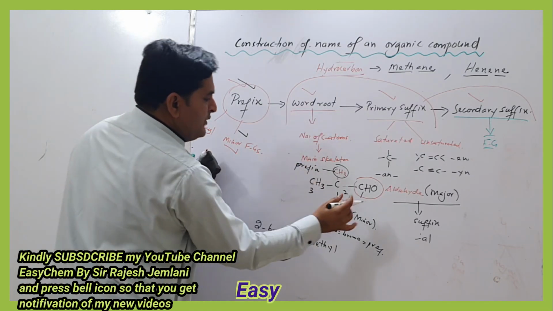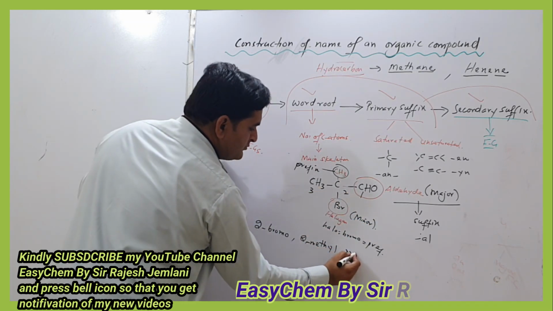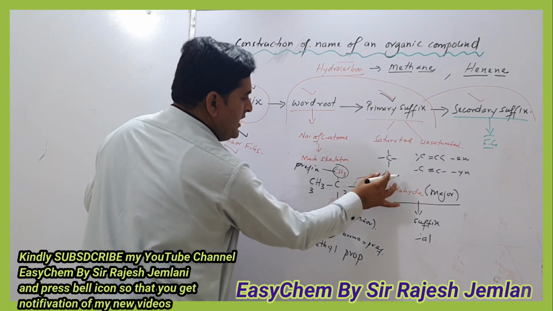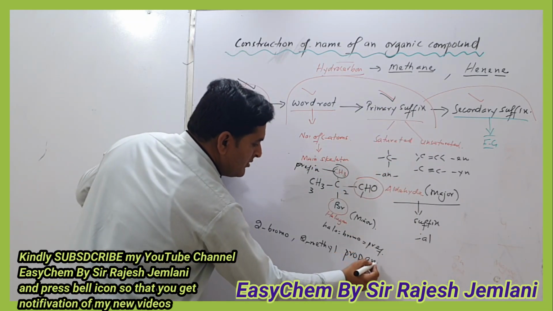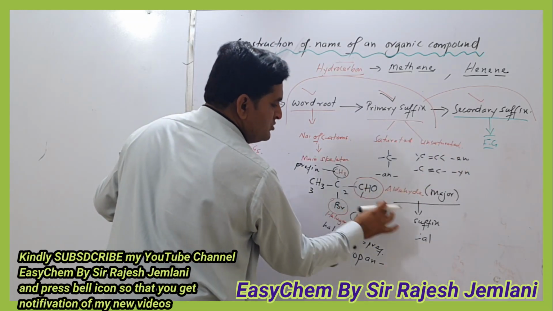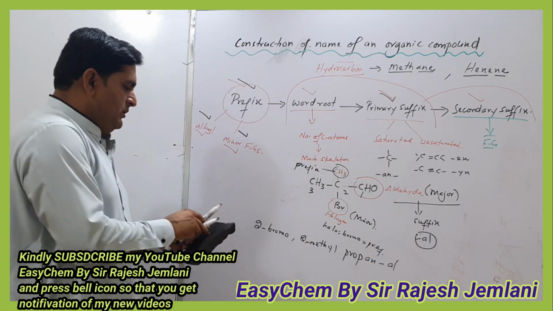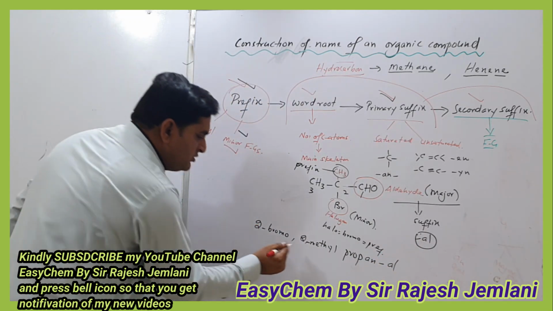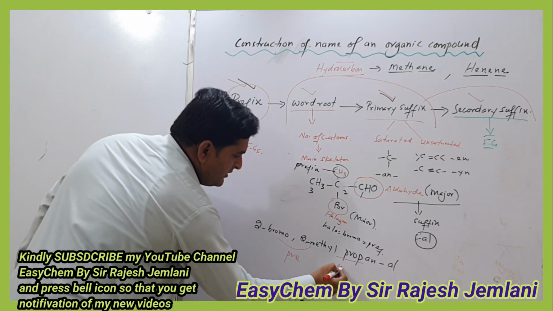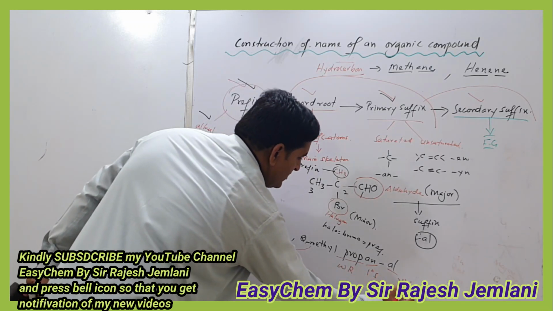Now the word root. How many carbons are there in the main chain, the main skeleton? 3, so prop. Primary suffix: saturated, there is no double bond, so "an". After that, the secondary suffix: the major functional group is CHO, aldehyde, so "al". So in this compound, these two things are prefixes, prop is the word root, "an" is the primary suffix, and "al" is the secondary suffix.